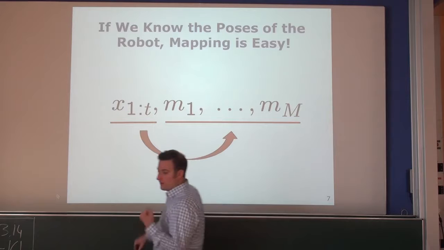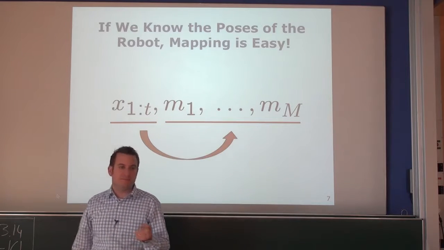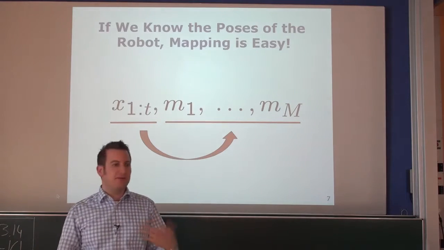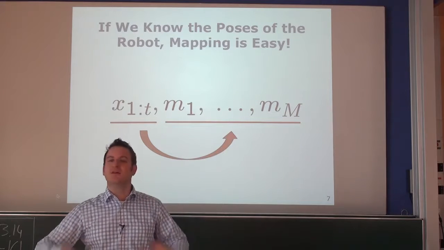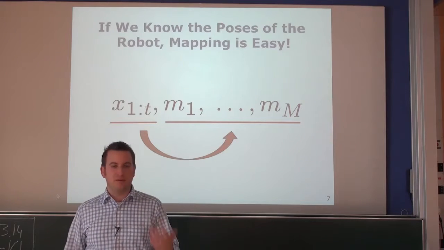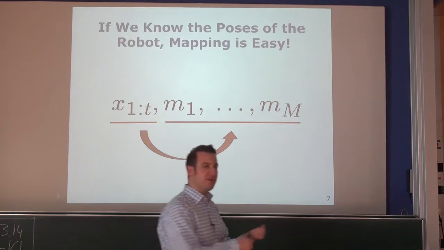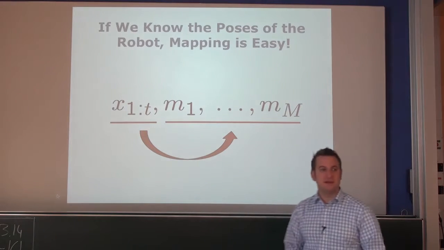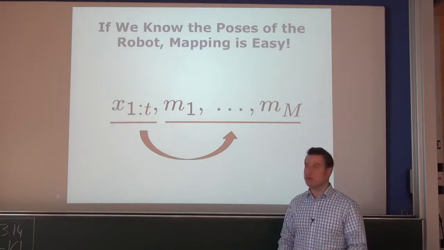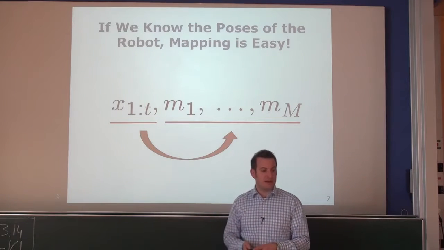So if I know where the robot is at every point in time, there is no pose uncertainty of the system, and I can just continuously measure the landmarks and update their belief. There's not this mutual dependency between the pose of the robot that impacts the landmarks and vice versa. I can simply break that up.